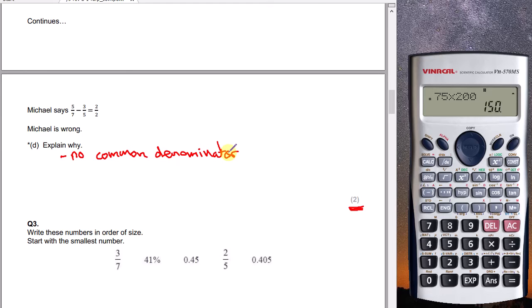So no common denominator. What's the common denominator? Well, we've got 7 and 5. 7 times 5 is 35. So common denominator is 35. I then need to check what I needed to work it by, and so we haven't used equivalent fractions, or equivalent numerators are incorrect. This probably would get you both marks anyway.